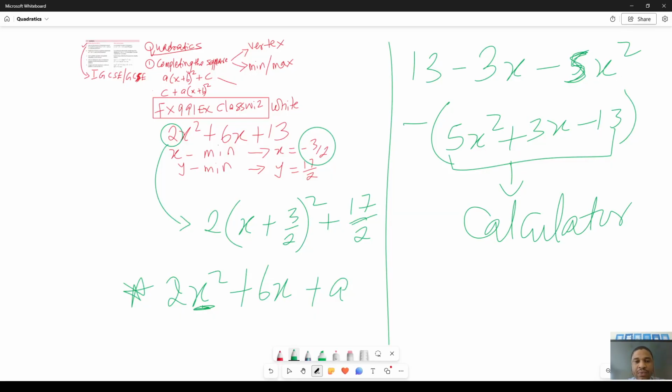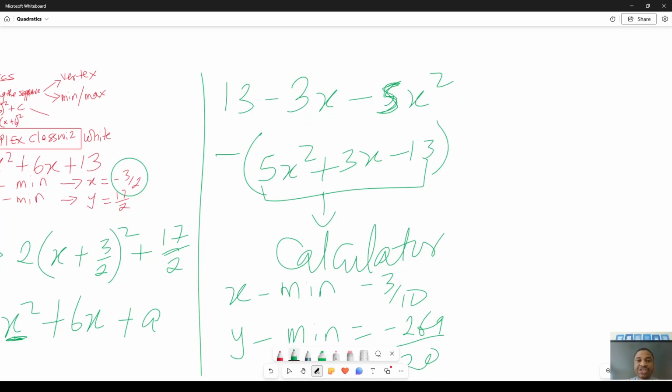So my calculator will take 5, 3, minus 13. So for my vertex, now it is minimum, only what is in the bracket. Okay, I will change it later. So my x minimum is minus 3 by 10. My y minimum is minus 269 over 20. Yeah, so that's what I have.